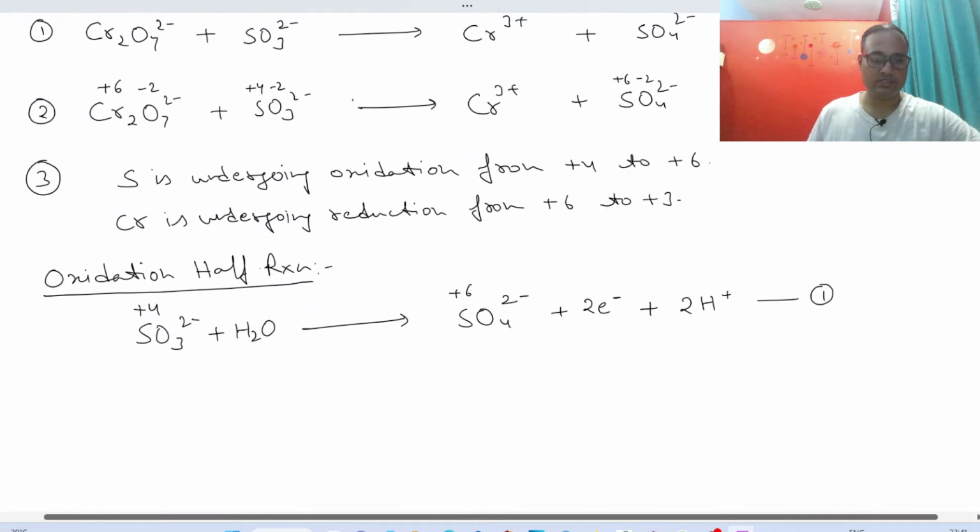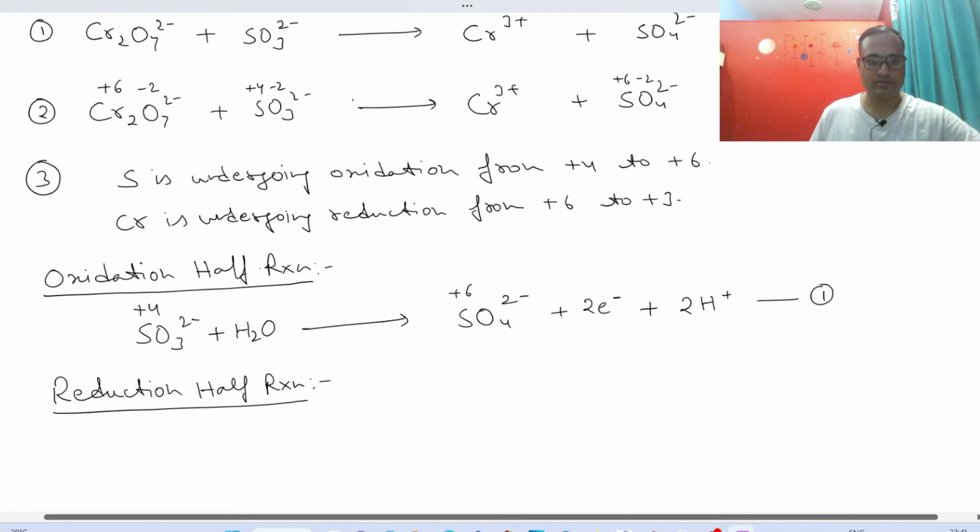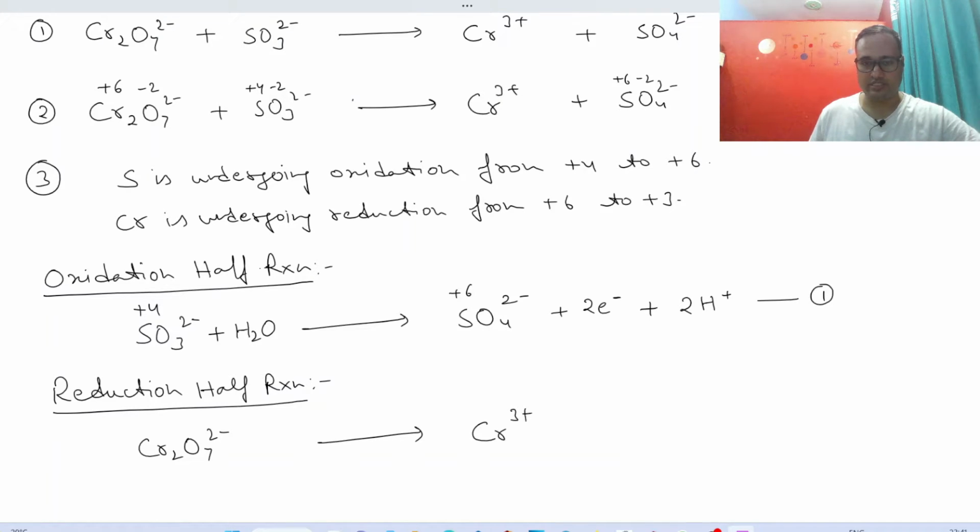Next we write down the reduction half reaction. The reduction half reaction in this process would be Cr2O7 2 negative, and this is reduced to Cr3 plus. Fine. First we balance the chromium atoms. We write 2 in front of chromium so that the chromium atoms on both sides become equal. Now we have 2 chromium atoms on both sides.